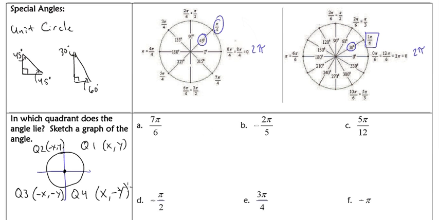All right, so number 1. It says, in which quadrant does the angle lie? And then sketch a graph of the angle. So here we go: 7 pi divided by 6. If we look back up to our unit circle, and at some point fairly soon we want to get used to having this more or less memorized, but right now we're just going to get a feel for it. Divided by 6 might trigger me: hey, I'm probably dealing with 30, 60, 90, that portion of the unit circle.